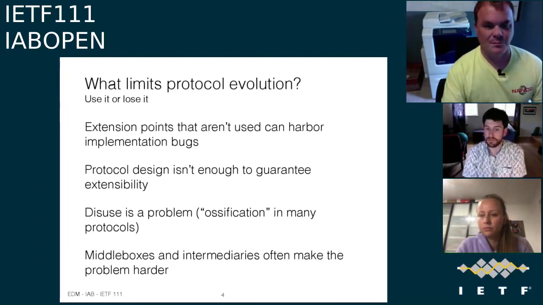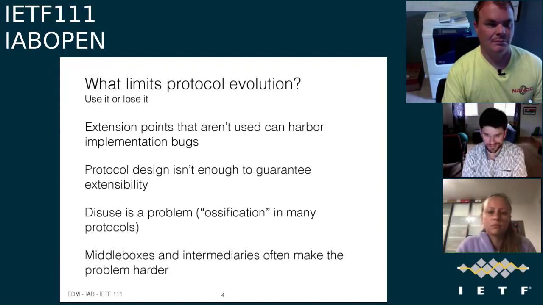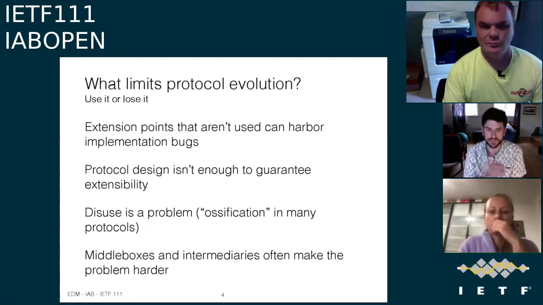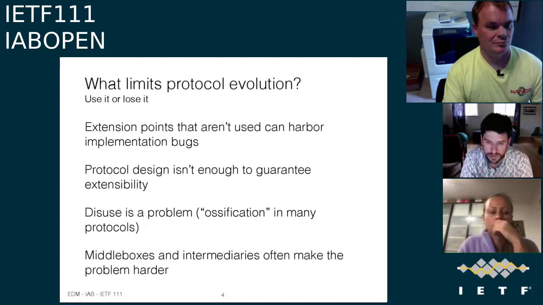And I think the big point here is really that a lot of previous design around how you can design a protocol well to guarantee extensibility isn't enough, because things not being actively used and ossifying, even if they're designed perfectly, can still lead to loss of extensibility. And this is particularly hard when you have middle boxes.